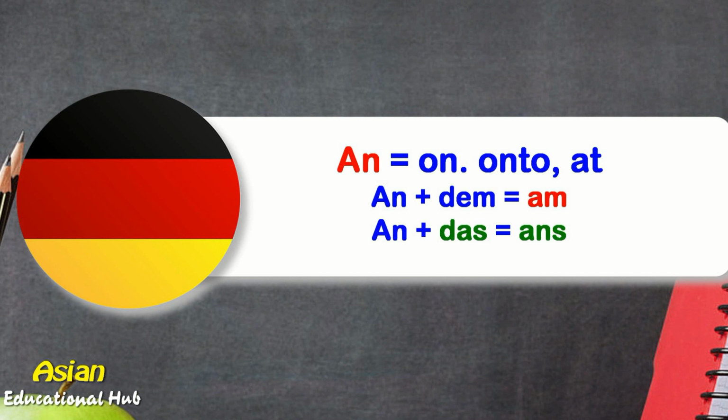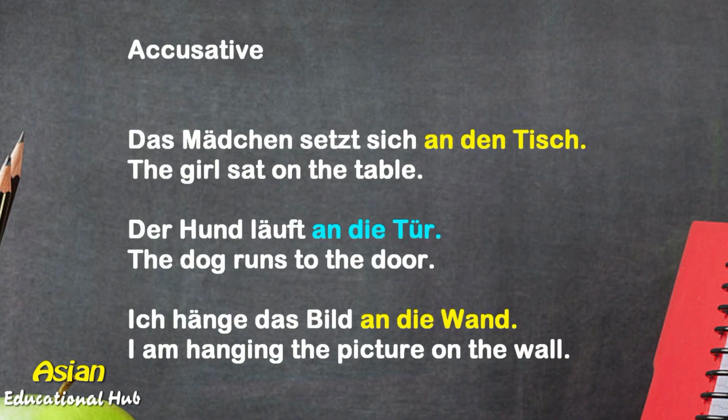Now next one is an. An means on, onto or at. An plus dem is equal to am and an plus das is equal to ans. Let us see in accusative. Das Mädchen setzt sich an den Tisch. The girl sat at the table. Der Hund läuft an die Tür. The dog runs to the door. And ich hänge das Bild an die Wand. I am hanging the picture on the wall.